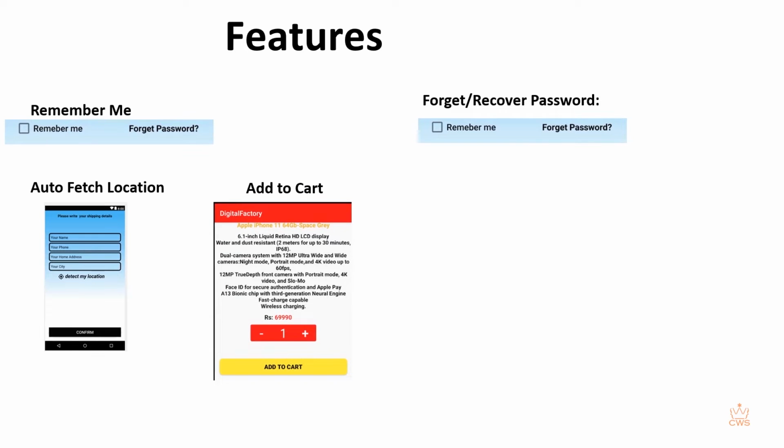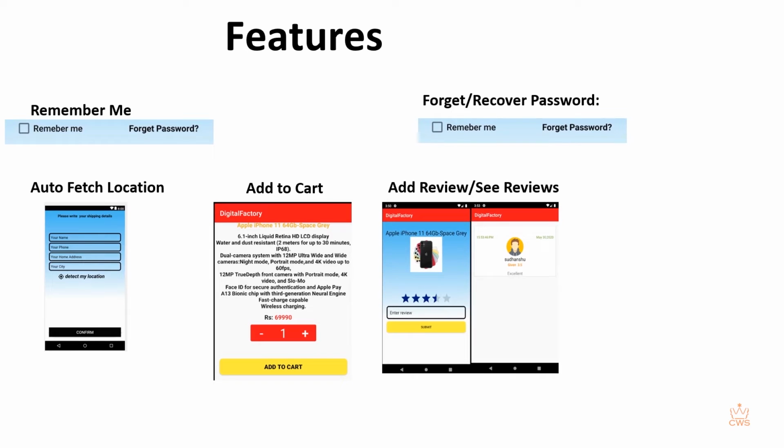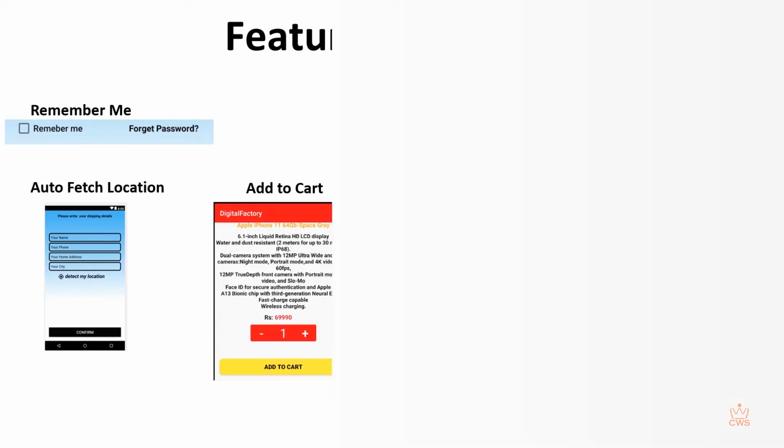The fourth feature is the add to cart feature. If a user likes a specific product and wants to add it in a specific category, he can simply click on the button add to cart, and the specific product will be added to cart, and the user can also edit or remove the product. The fifth feature is reviews. So the user can see reviews for a particular product, and also he can add a review.